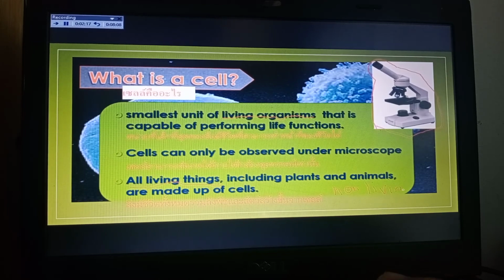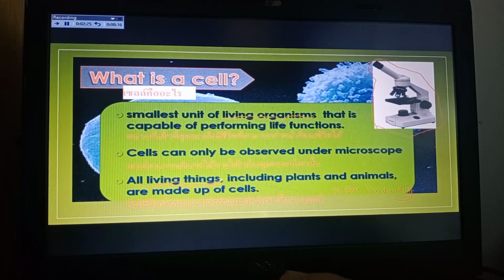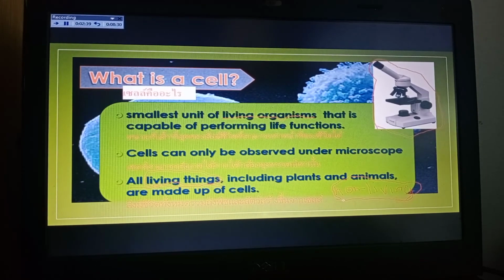Wait a minute. It takes a long time for me to do it. Okay. This one, living thing. I'm going to encircle this one. Living thing, there is life. When we say non-living thing, do not be confused between these two. Non-living thing, meaning it hasn't life. There's no life in it.